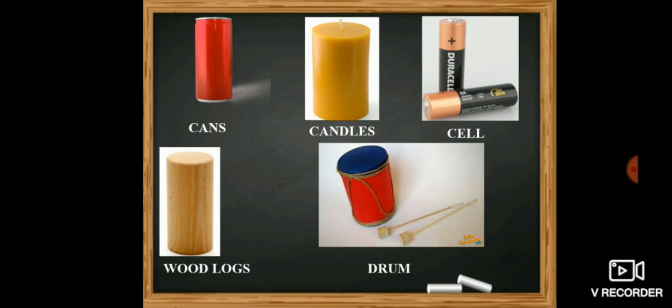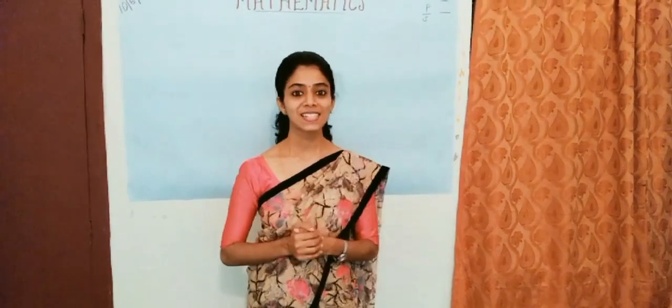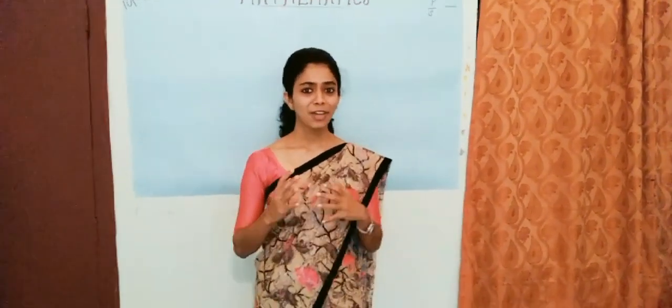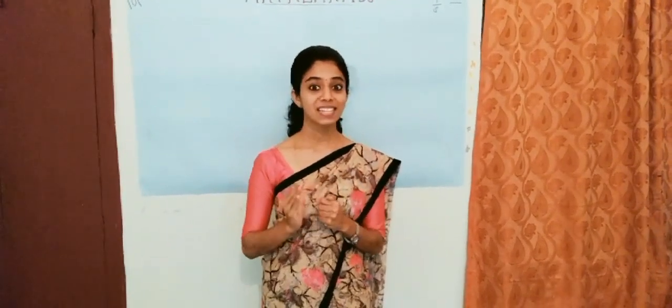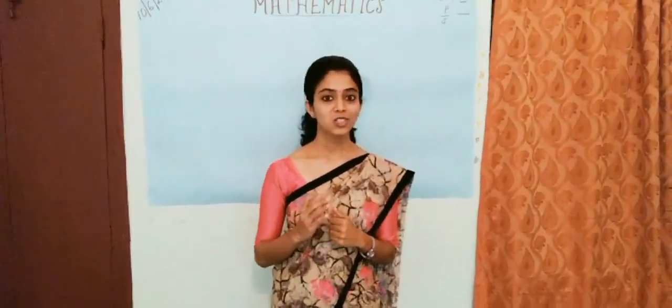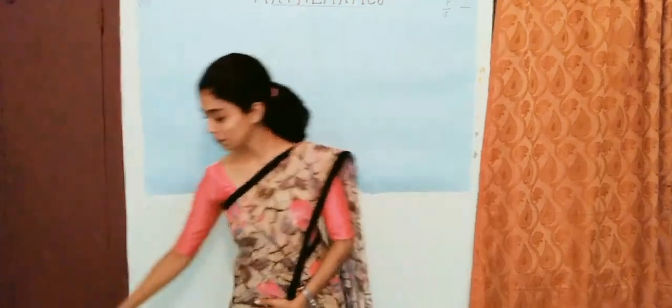Are there any other objects? Very good. Pencils are cylindrical in shape. Then buckets are there. Some water bottles are there. Likewise, we can find many other examples of objects which are cylindrical in shape. Very good. So all the answers which you have said are right. Now I understand that you have some idea about the cylindrical shape. Now I will show a cylindrical shaped object to you.